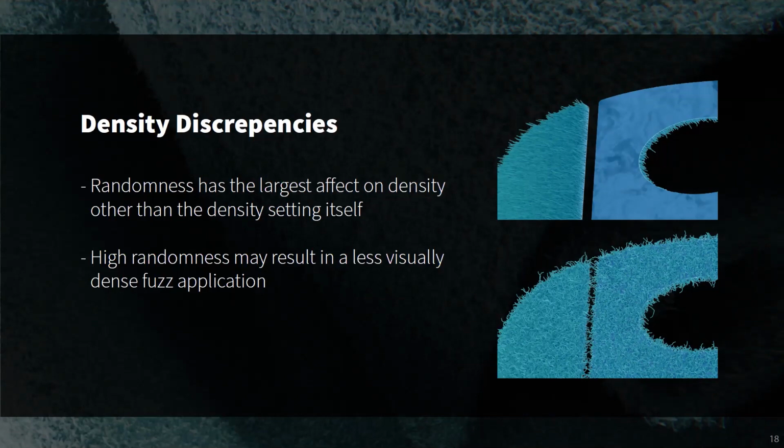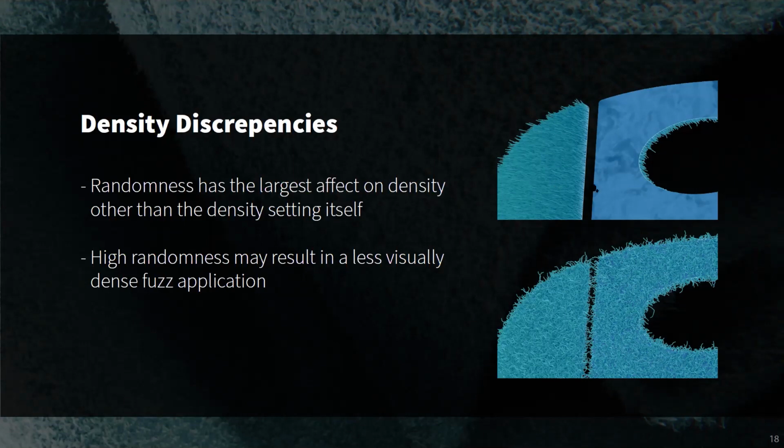When randomness is higher, it causes some fibers to shift direction in a manner that reverses their direction entirely and causes them to not be visible from the front of the material. This may cause the fuzz application to look less dense overall. If you look at the images on this page, you'll notice two examples. They both share the same settings other than randomness. On the first image at the top, randomness is set to 0.2, while the second is set to 2.